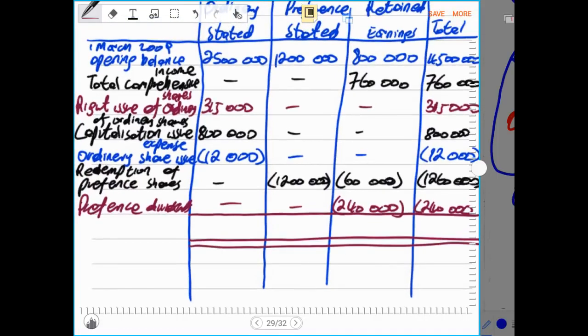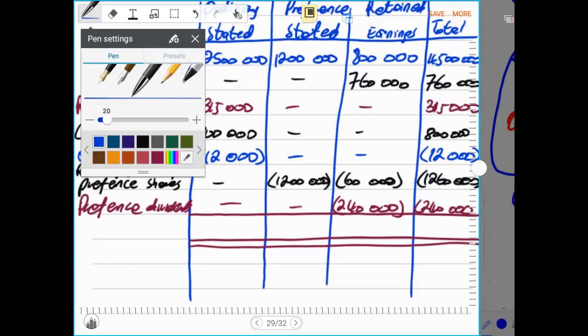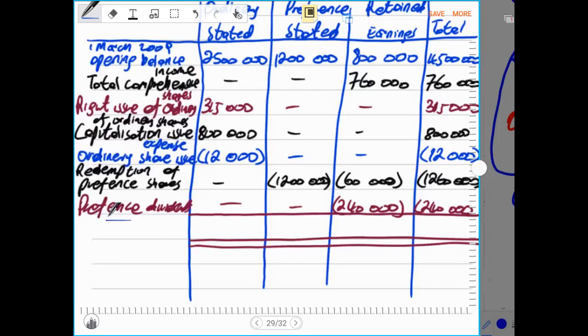Don't forget that the closing balance is at the end of the year. Then this will be 28th of February in the year 2010. Then it will be closing balance. I normally forget this, I want to write it now. Closing balance.